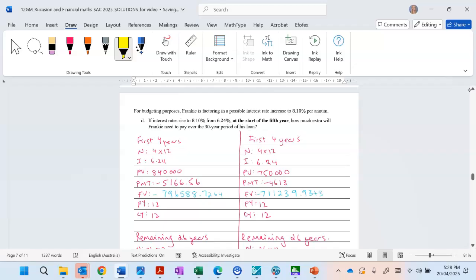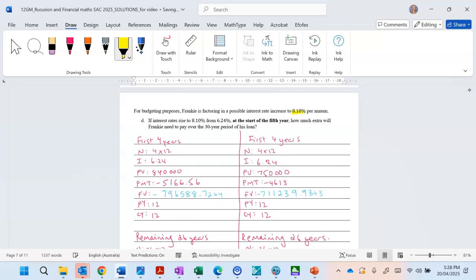So this question here was a pretty big question. I'll just talk about option A. Option B is there, but I don't want this video to take too long. The working out is exactly the same, it's just different values. For budgeting purposes, Frankie is factoring in a possible interest rate increase to 8.1% per annum.